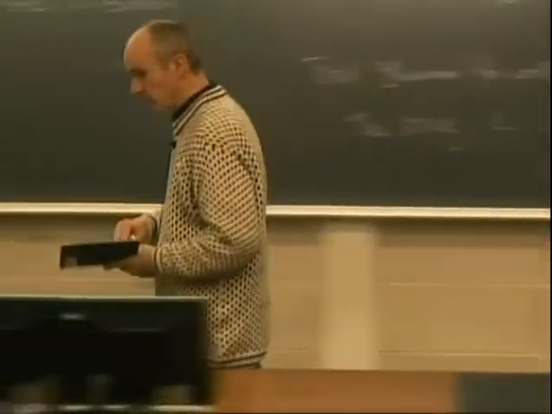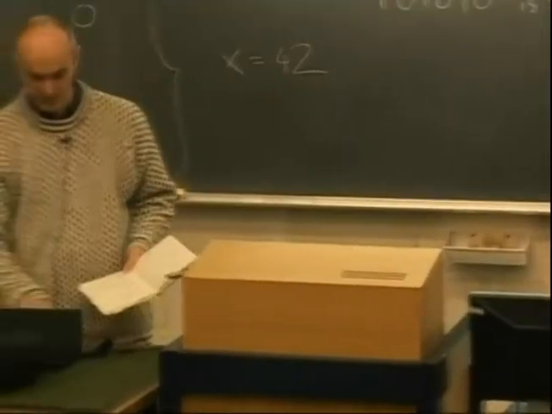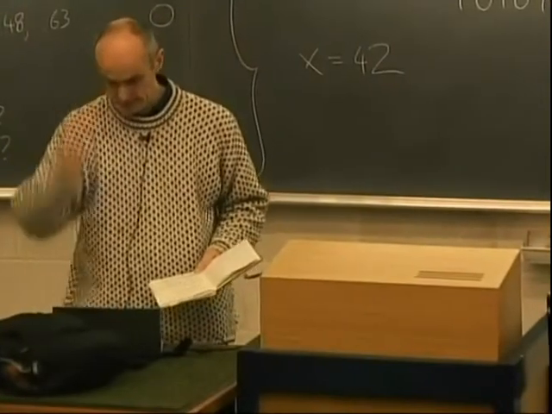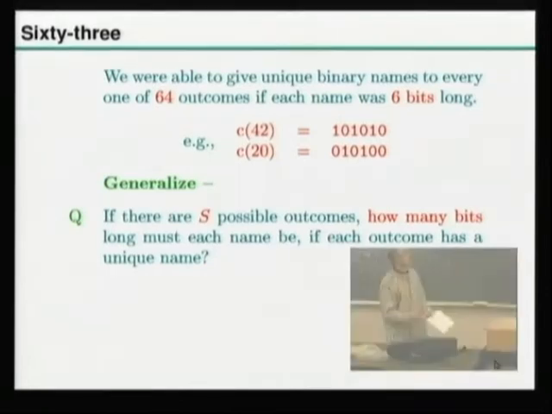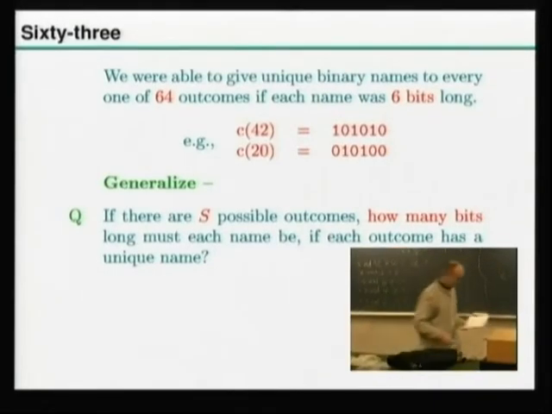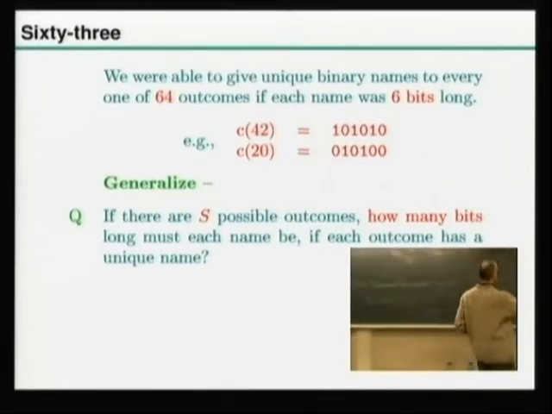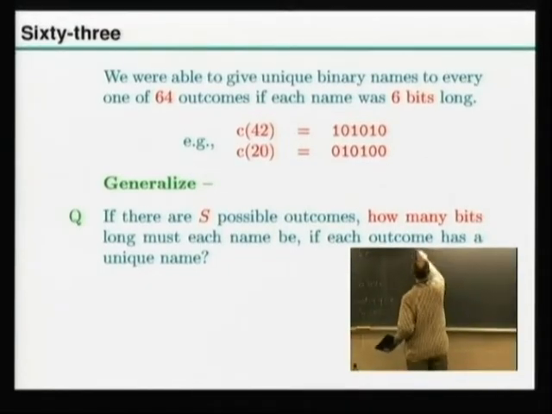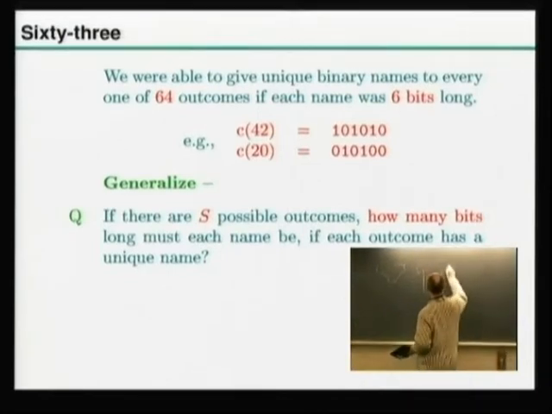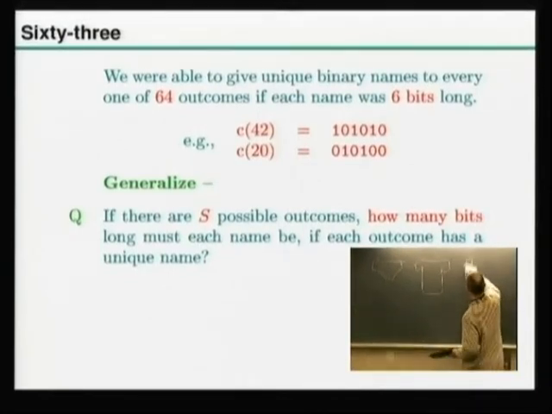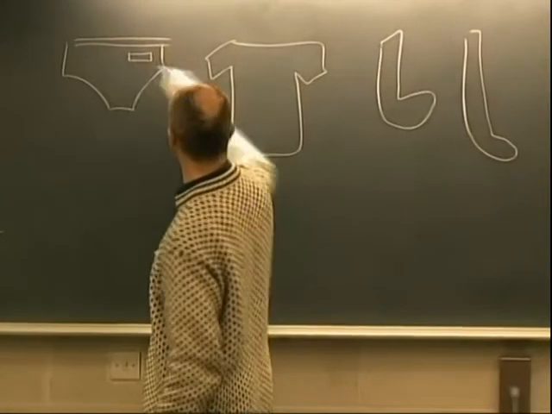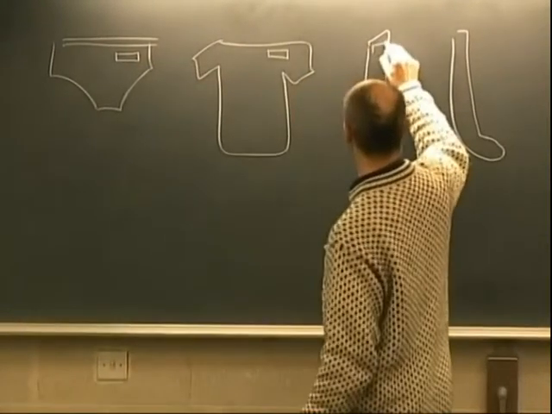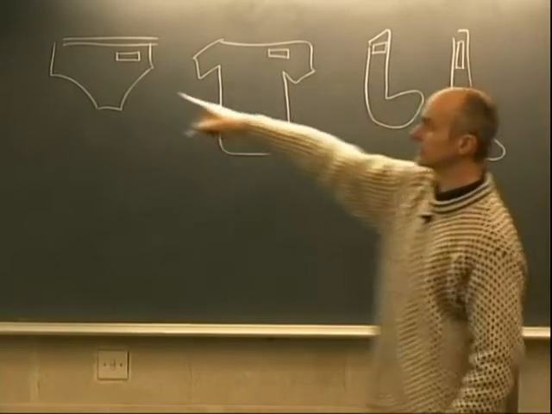Let's ask you one more question based on this game and then do another game. All right. So here's the question. If I've got a set with S possible outcomes in it, how many bits long must each name be if every outcome is going to have a unique name? Okay, so the question here is, I have got a drawer full of underwear at home. And I want to be thorough and systematic and give every one of these a unique name so I can record on Facebook which clothing I'm wearing today. So I'm going to write little names on them.